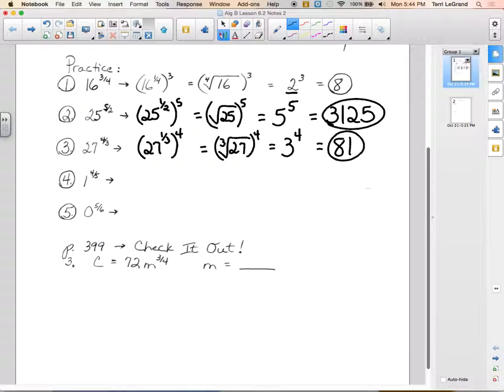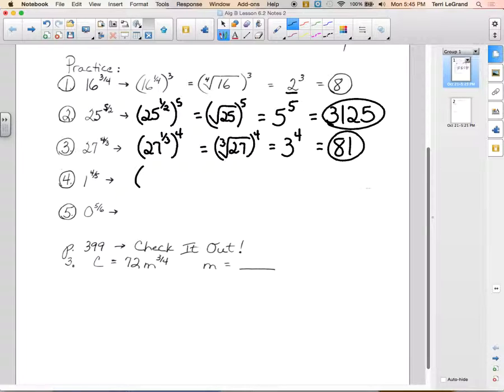Okay, let's look at number 4. 1 to the 4/5 power. Okay, this is a tricky one. If we look at it and say, 4/5 is smaller than 1, does that mean I'm going to get a number smaller than the base? Well, let's check it out and see what goes on here.